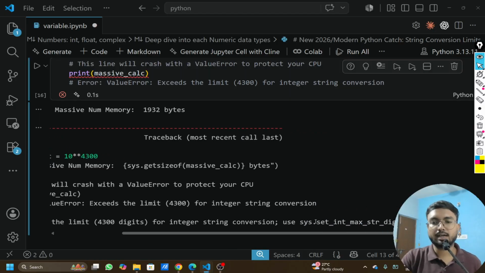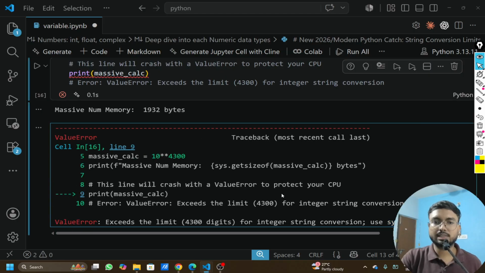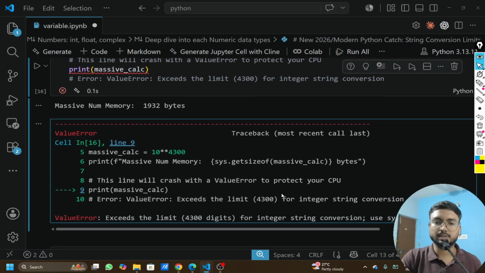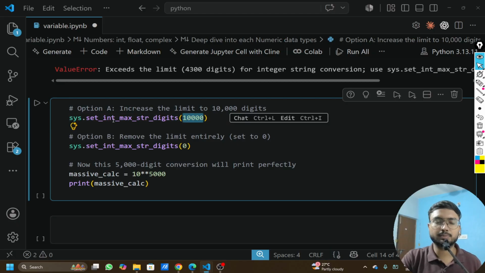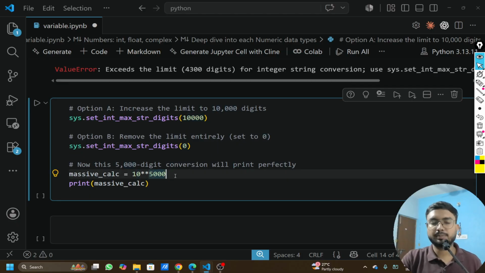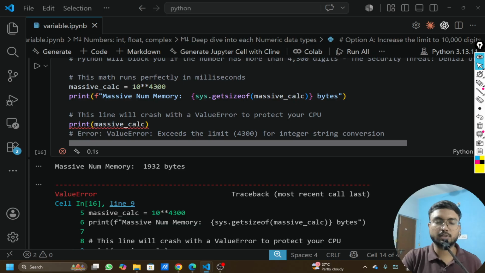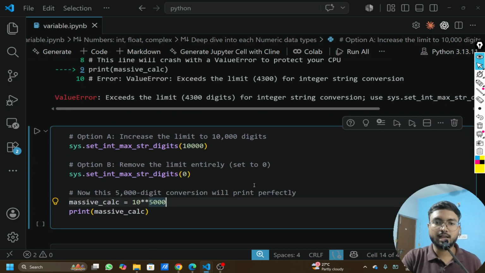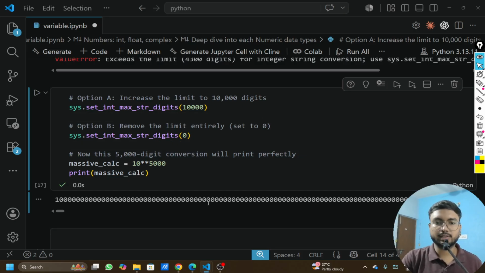Now there is again a thing through which we can increase this limit. But generally it's suggested not to increase the limit above this. So we can either increase the limit to 10,000 using this parameter, set int max string digit, or we can just remove any limit. So it can be any number, depending upon the computation that our system offers. Let's try to run this same thing, like 10 to power 5000 or above 4300, and see if it works after resetting the limit. You can see it's working fine, right?